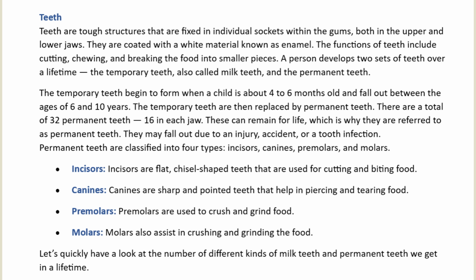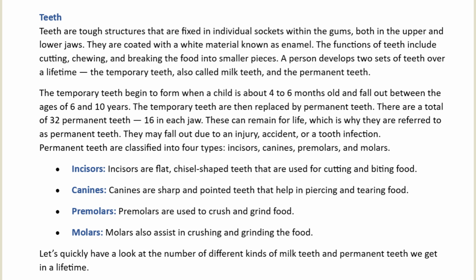A person develops 2 sets of teeth over a lifetime: the temporary teeth, also called milk teeth, and the permanent teeth. The temporary teeth begin to form when a child is about 4 to 6 months old and fall out between the ages of 6 and 10 years. The temporary teeth are then replaced by permanent teeth.